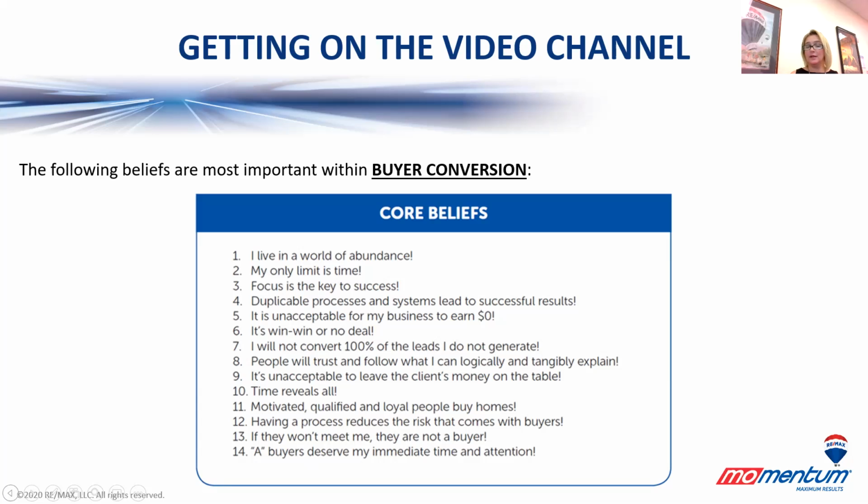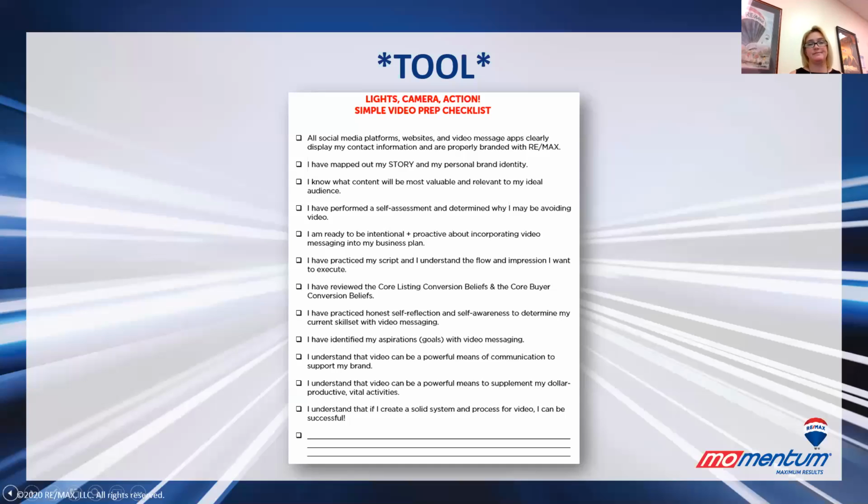Time reveals all. Having motivated, qualified, and loyal people buy homes. Having a process reduces the risk that comes with buyers. If they won't meet me, they're not a buyer. And A-class buyers deserve my immediate time and attention. You see, a lot of those were repetitive. They were on the listing side as well as on the buyers.